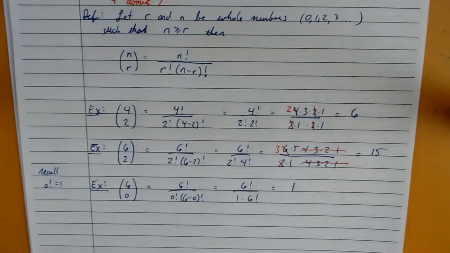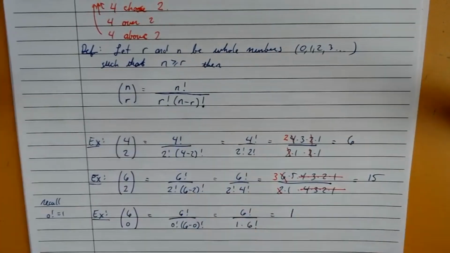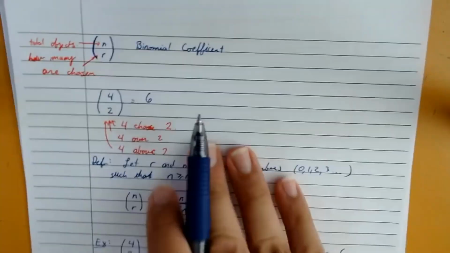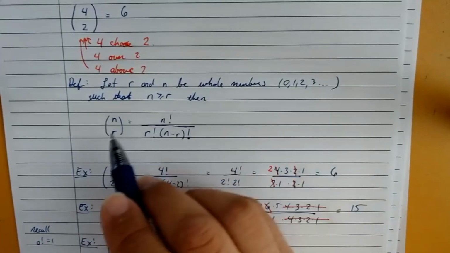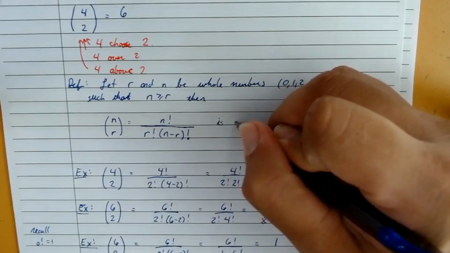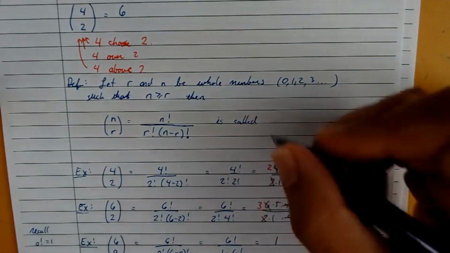Now, if you look at the binomial, I never actually labeled that, did I? I labeled it up here, but I should label that in my definitions as well. So then this is called a binomial coefficient.